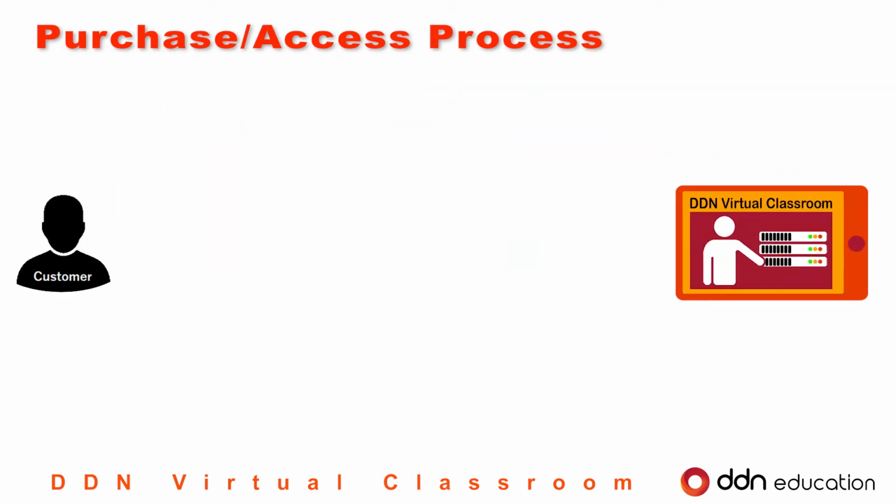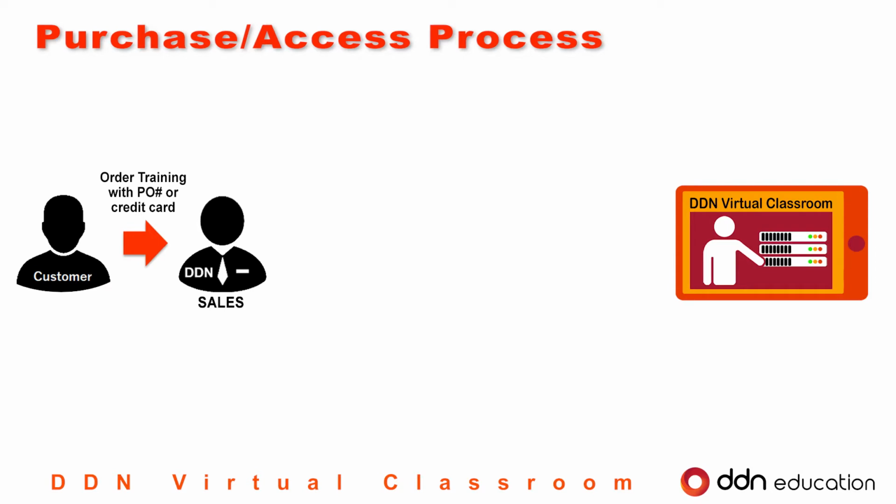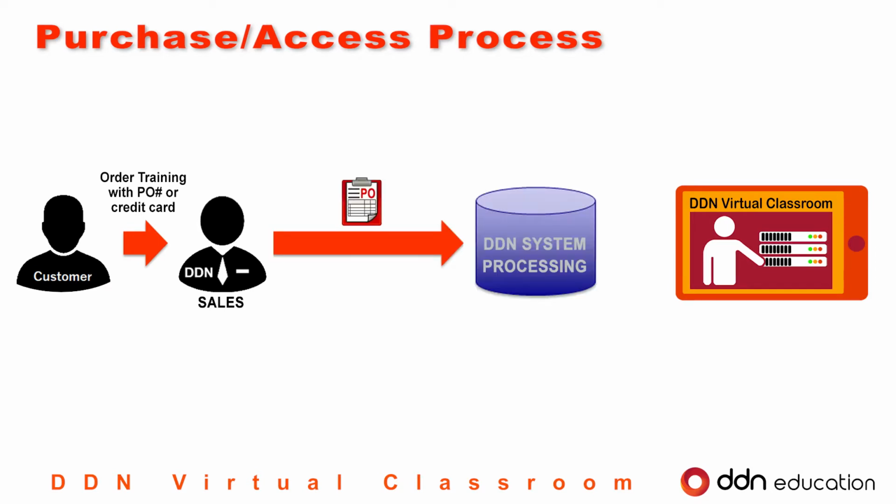Starting with you, the customer, you can order training with a PO number or a credit card. Contact your DDN salesperson and ask them for on-demand training. You can use the traditional approach of generating a purchase order, in which case the DDN salesperson will handle it like they do every other product from DDN.